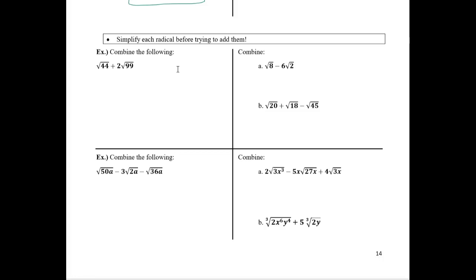Now, at this moment, we really can't add them because they're not like. But those radicals are actually not simplified. So before you decide whether or not they are like radicals, you must have them in the simplest form. So you have to simplify those radicals as much as possible, then decide if you can add them.